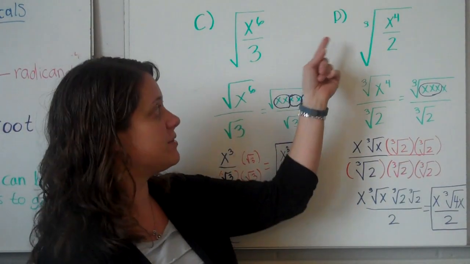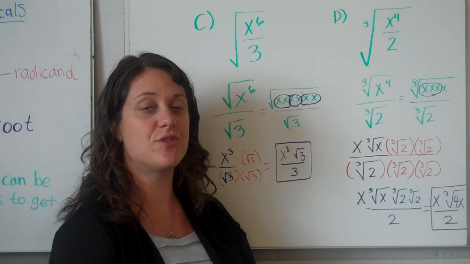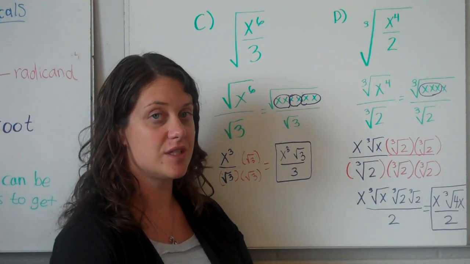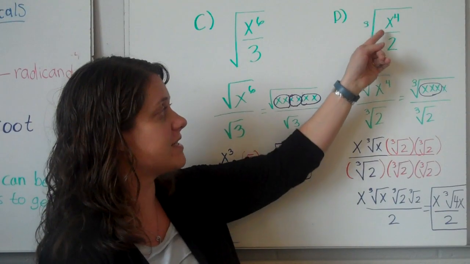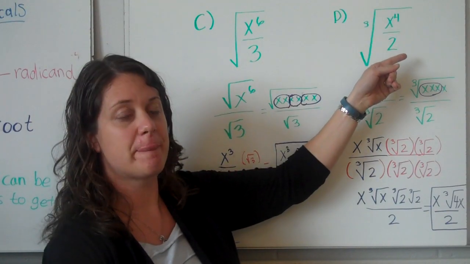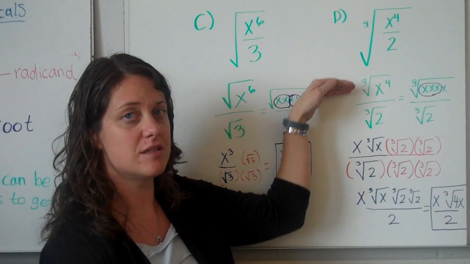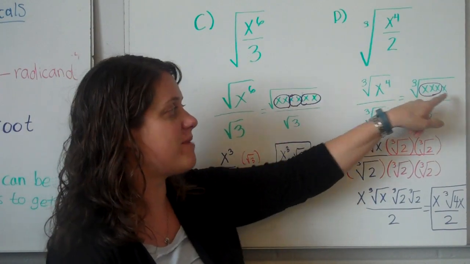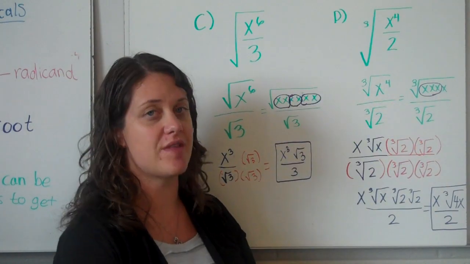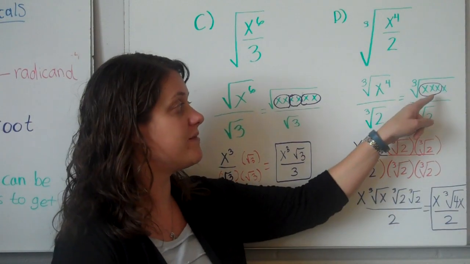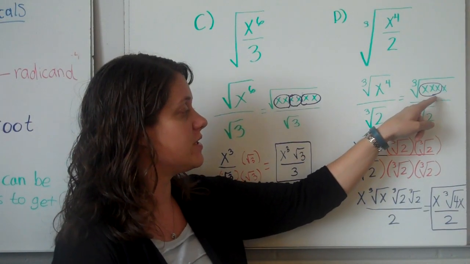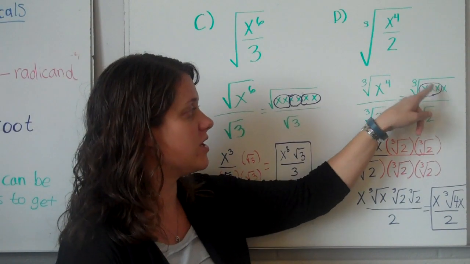Okay, moving on to example D, I now have an index of 3 and I'm taking a third root. So I have the third root of x to the fourth over 2. As stated in the previous example, I split it into 2 parts. I then spread out my x's and I can see I have 4 of them. So that means 3 of them can come out. So you can see 3 of them come out, and that's one group of 3.